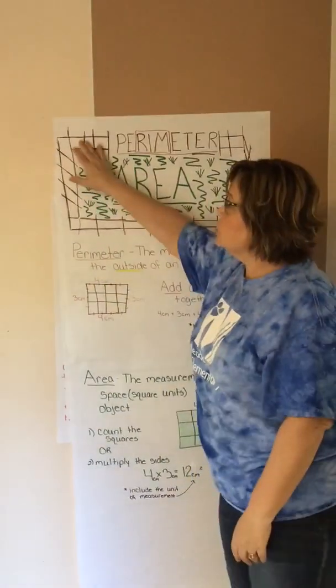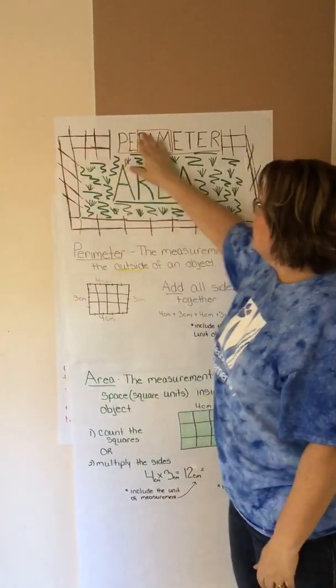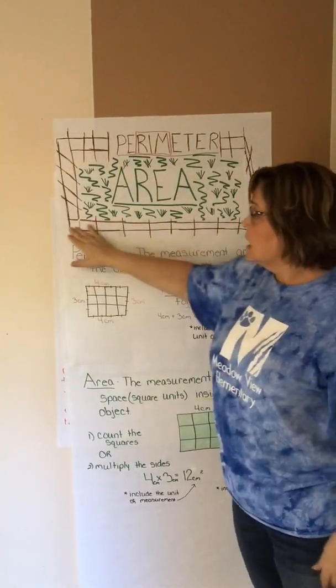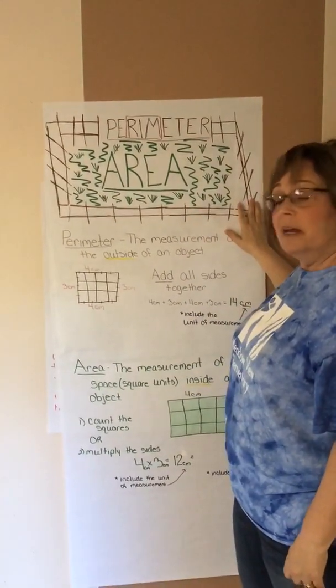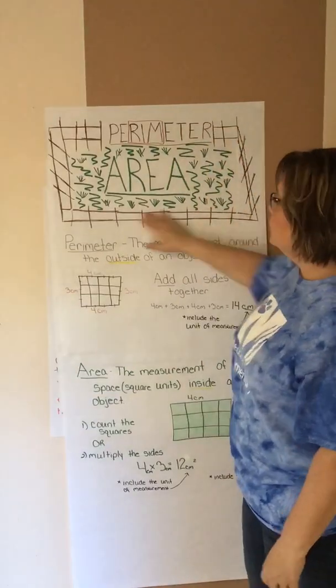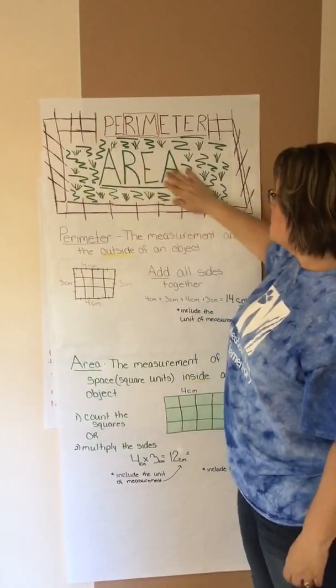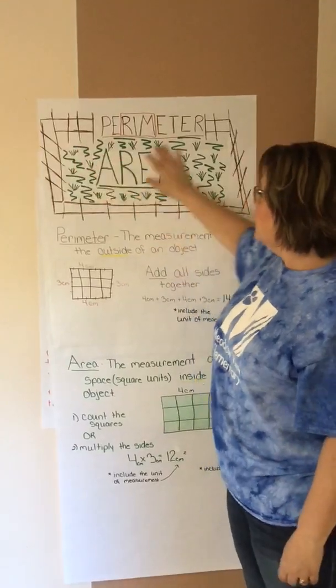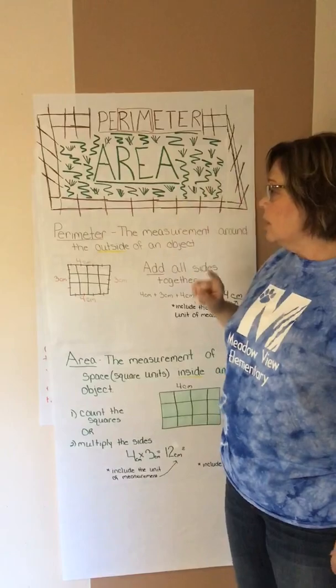If you'll look at the picture, my fence is going around the rim of the yard. It's going around the edge. So that is my perimeter. Everything inside, the whole grassy area, everything inside of that fence is our area. So let's talk about that.